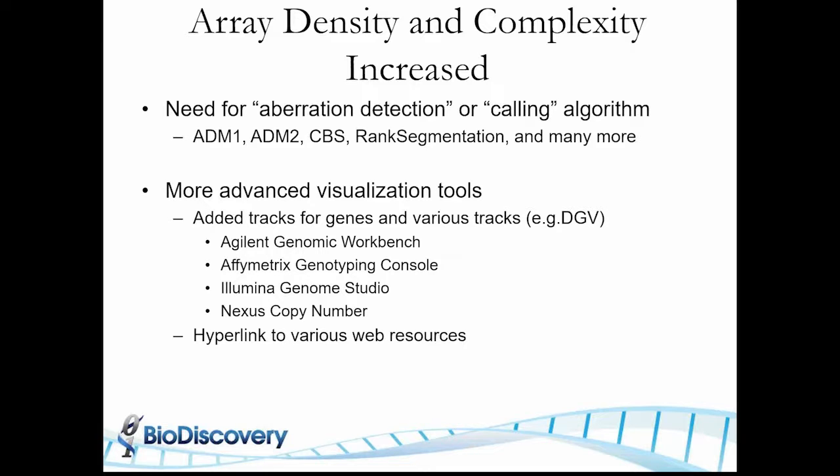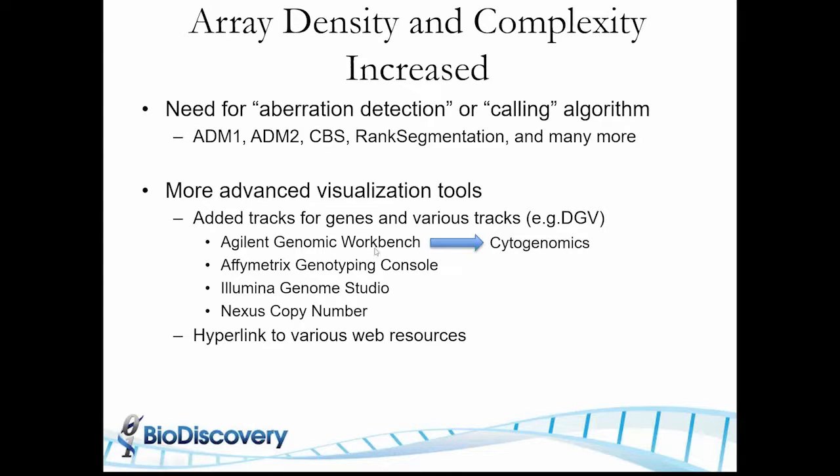In addition to software for the analysis, the visualization tools got more sophisticated. So added tracks for genes, visualization of genes, or other tracks like DGV. Various vendors have their own packages. And back then, this is again about 9 years ago, Nexus Copy Number was also used to do both the calling as well as the visualization. And all of these provided hyperlinks to various web resources, NCBI, OMIM, and things like that to look up and grab information as part of the lab's workflow.